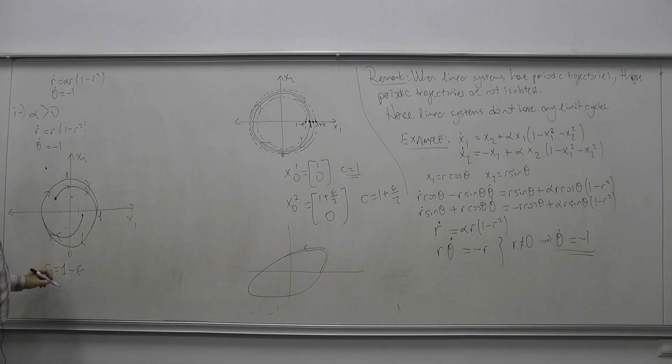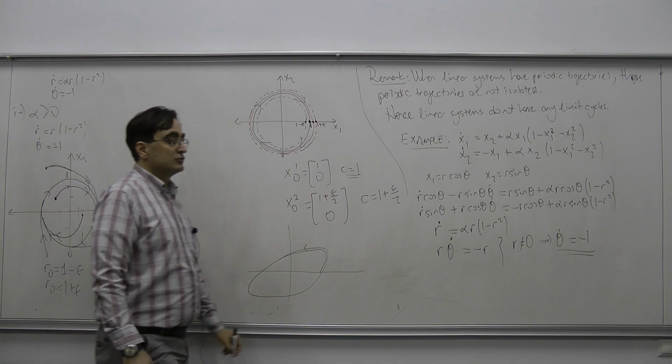Instead of 1 minus epsilon, I can look at 1 plus epsilon. In that case, the rotation is still going to continue, but 1 minus r squared is going to be negative. That means that r dot is going to be negative, so there is going to be a convergence back to the original periodic trajectory here. If I start the system outside the periodic trajectory, all trajectories will converge back to the original periodic trajectory.